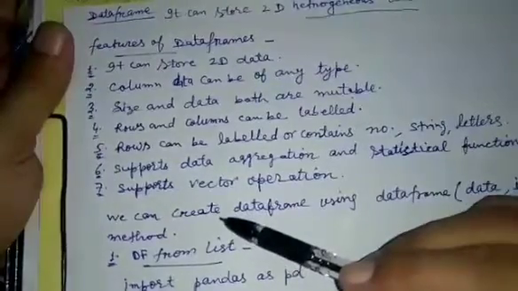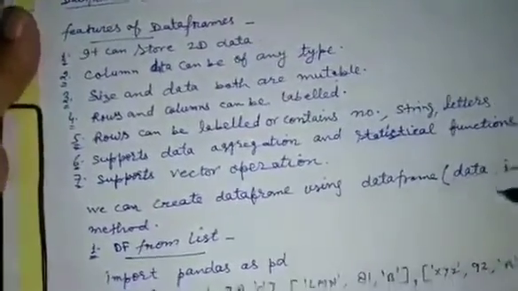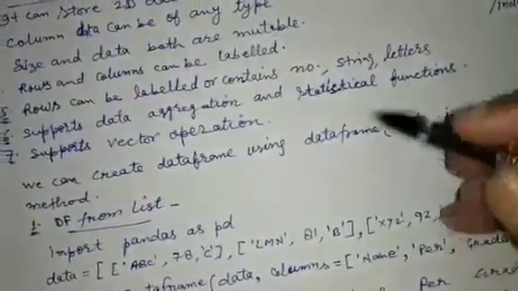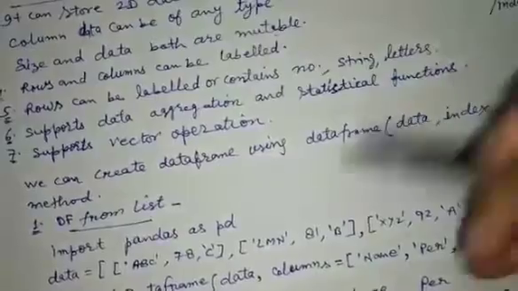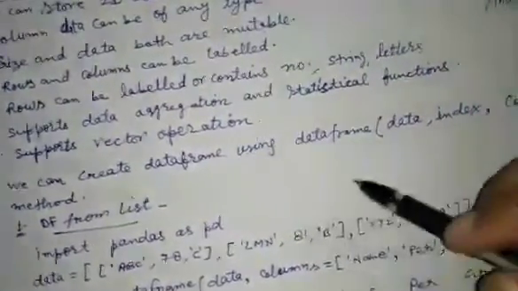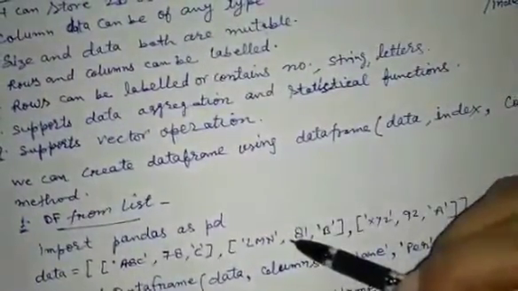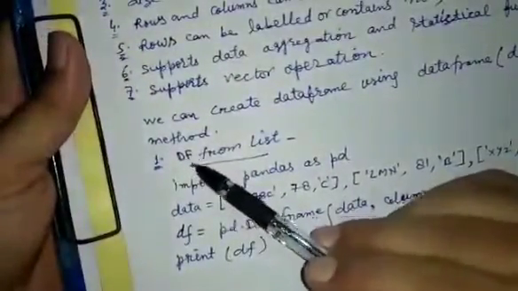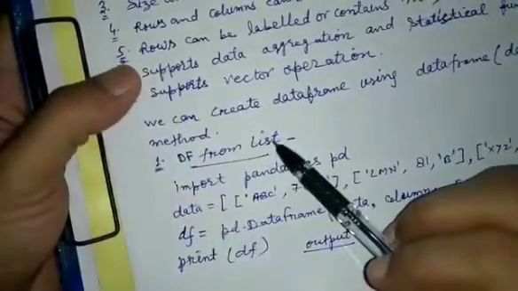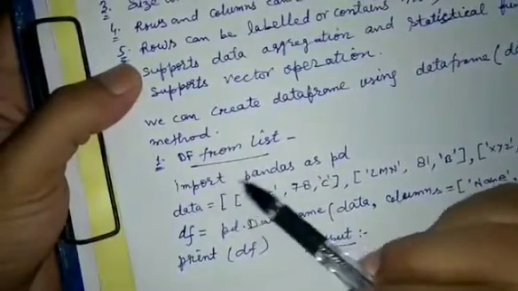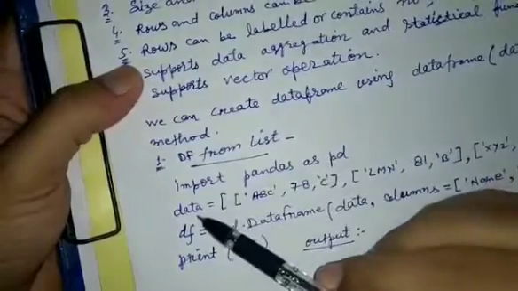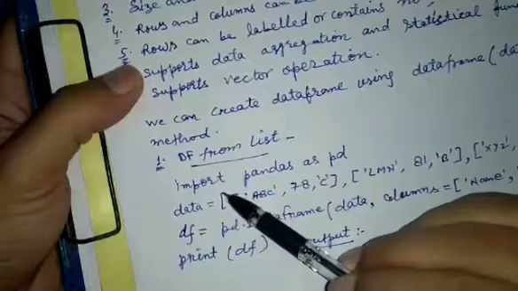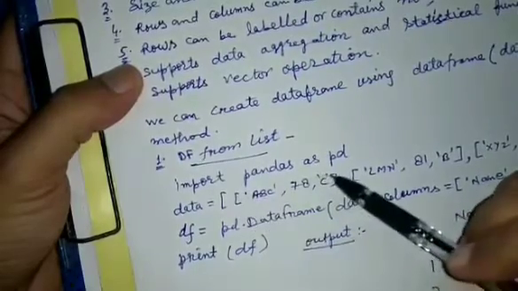Now the next topic is how we can create a data frame using different objects of Python. First of all, let's discuss how to create a data frame from a list. Import pandas as pd. data is a list of lists.